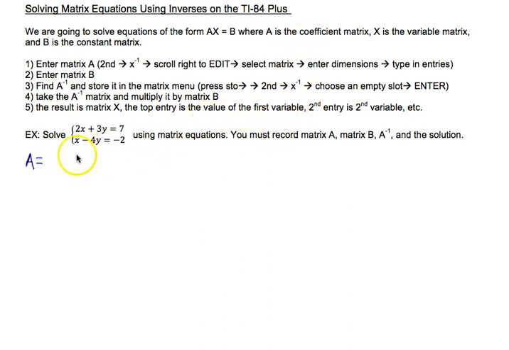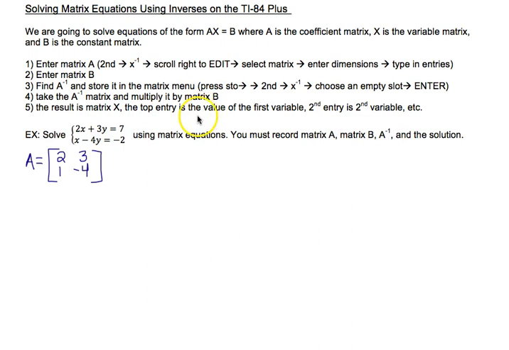So matrix A is going to be the coefficient matrix. All that means is that we are just going to take the coefficients of the variables, and those are going to be our entries. Now these ones are nicely lined up, x's and then y's. Make sure that they represent the same order. So if you have x first in the top equation, you need to have x first in the bottom equation. So here, matrix A would be 2, 3, 1, -4, because the coefficient of a plain x is 1.